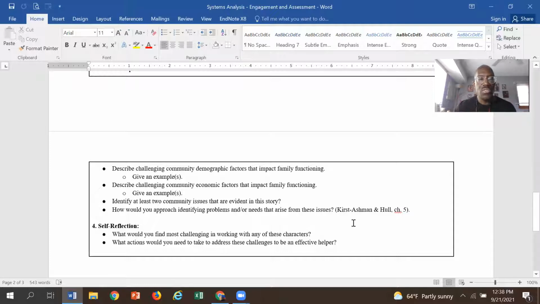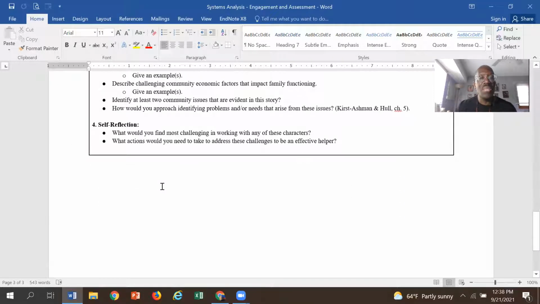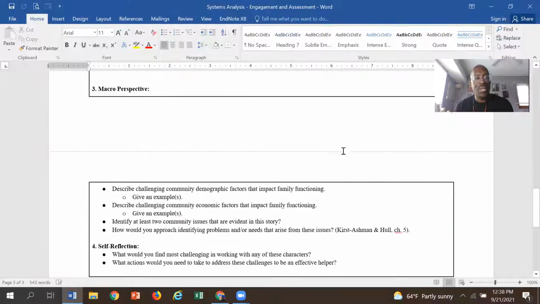And then finally, your self-reflection, which is the last piece. What would you find the most difficult about working with these characters? What actions would you need to address to challenge effective helper behavior? Again, this last section is more about your opinion, so there's no need to cite here unless you use information in your self-reflection that you read about. So that literally is your paper.